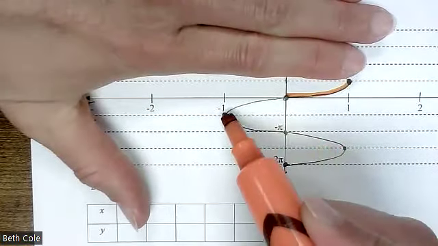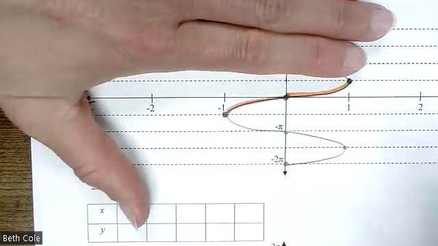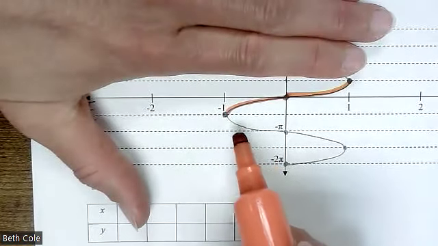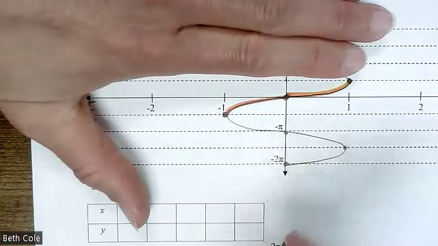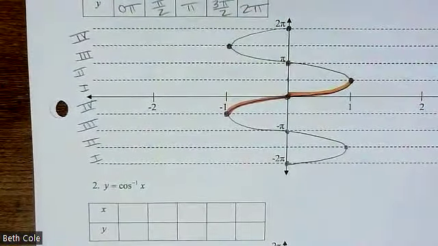Can I go backwards into quadrant 4? Yes. Can I go backwards further into quadrant 3? No, because then it will fail the vertical line test. So that's it. That's what you get to keep. Just that tiny little bit we highlighted.